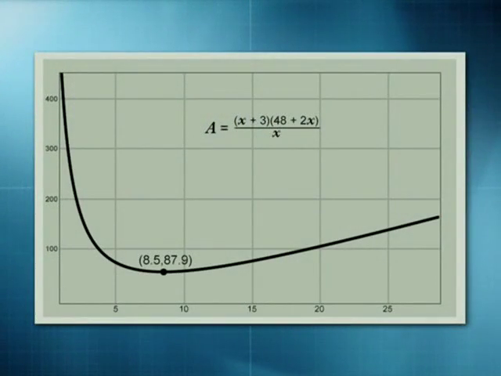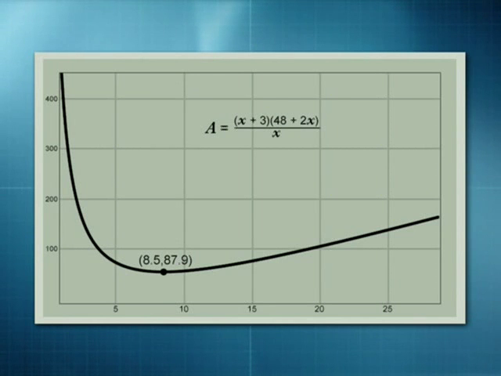Well, here's the graph, using a graphing calculator, of our area function, (x plus 3) times (48 plus 2x), all divided by x. Wow, kind of an interesting looking graph, isn't it? It seems to have a vertical asymptote over there when x is 0, and indeed it does, because x equals 0 is a vertical asymptote. And then it seems to have a minimum point, and then the graph grows again.